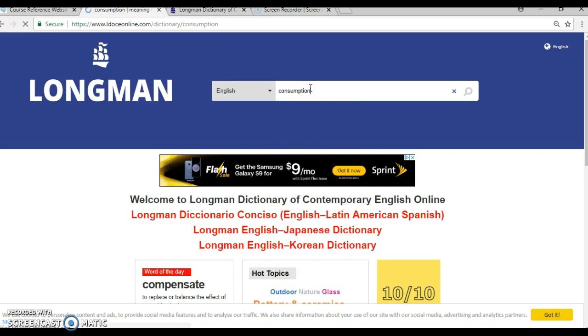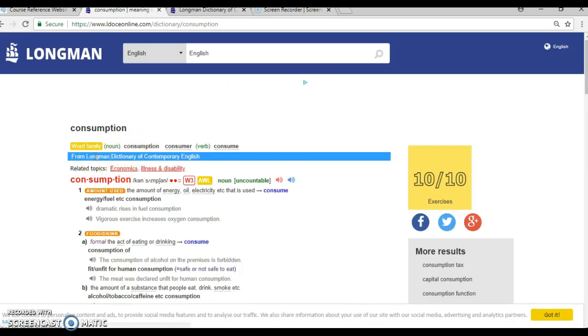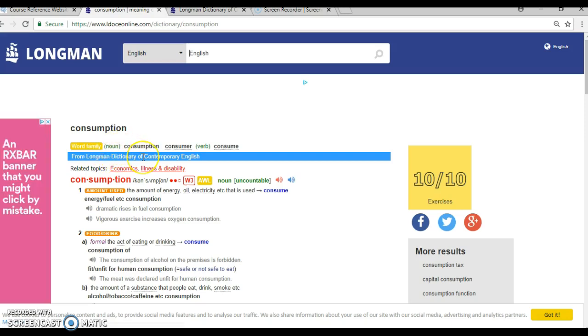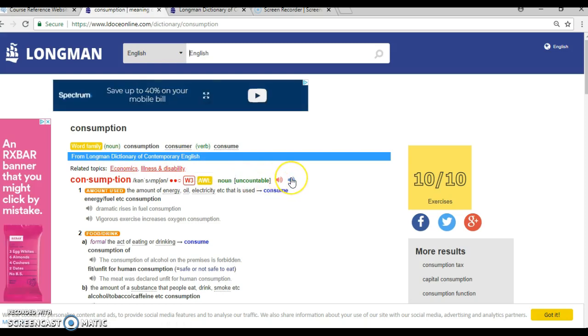So we'll type in the word consumption. We'll look up this word, and we have a lot of information here. We have the part of speech, which is noun. We have related topics. We have the pronunciation here if you want to click on these. You also have whether the noun is countable or uncountable.